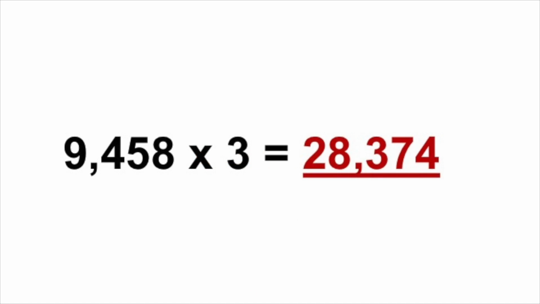So we can say 9,458 multiplied by 3, or times by 3, equals 28,374. And that's how we work out 4 digits multiplied by 1 digit. Guys, that was brilliant. Well done.